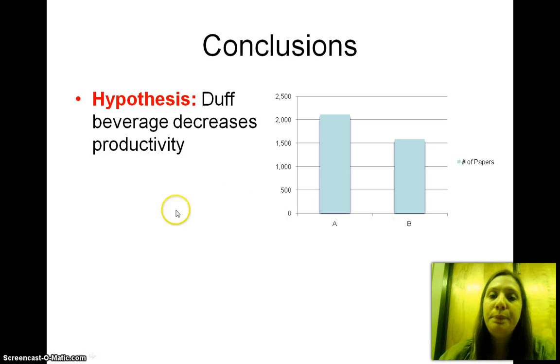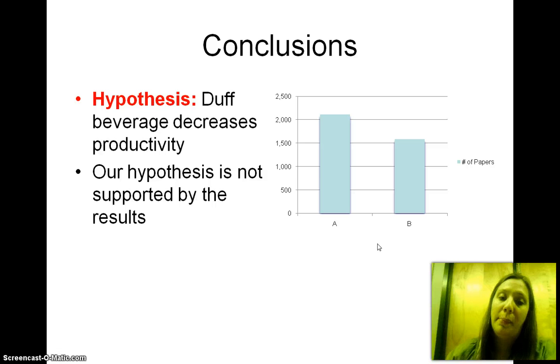Okay, now the hypothesis originally was that Duff beverage decreases productivity, or decreases the number of papers stapled. But we can see here that the group that got the Duff beverage stapled more papers, so we would say that our hypothesis is not supported by these results. Okay, so we'll be doing some examples similar to this in class and looking at analyzing graphs and things like that.